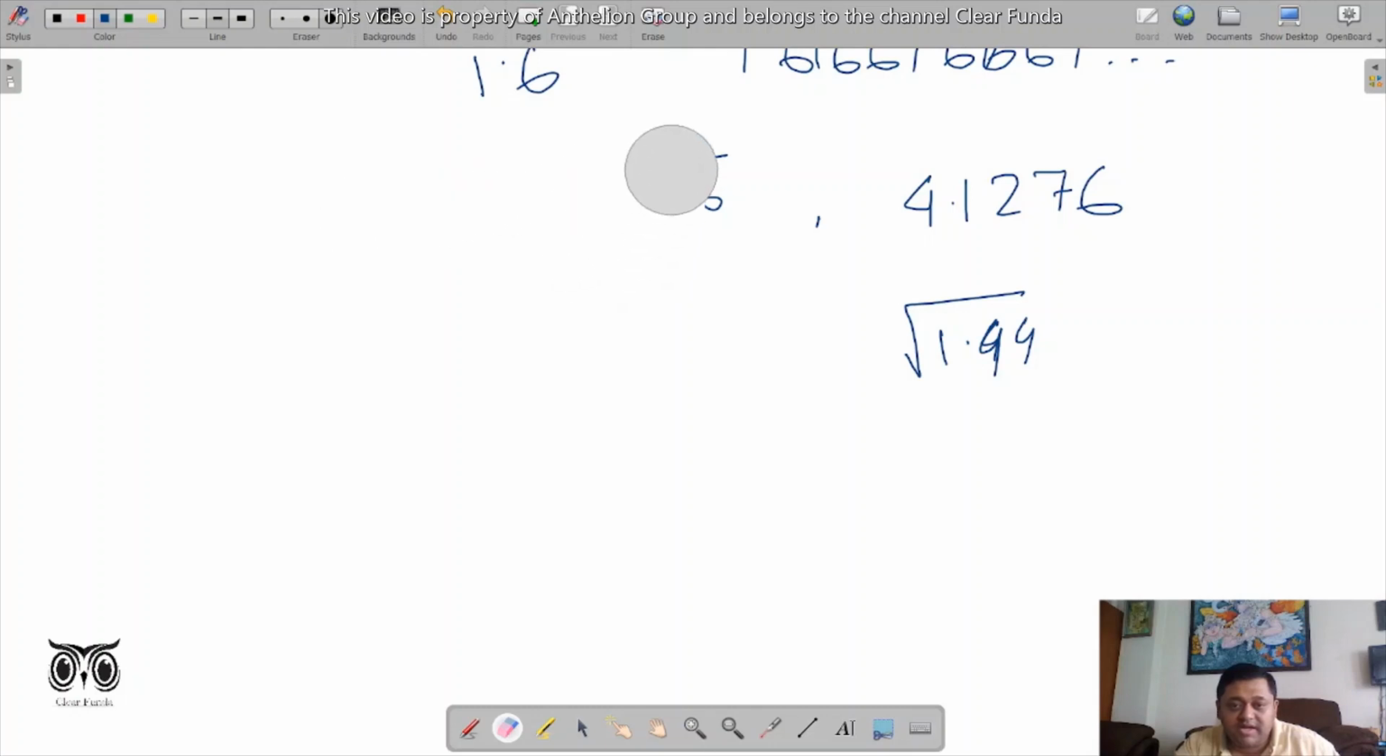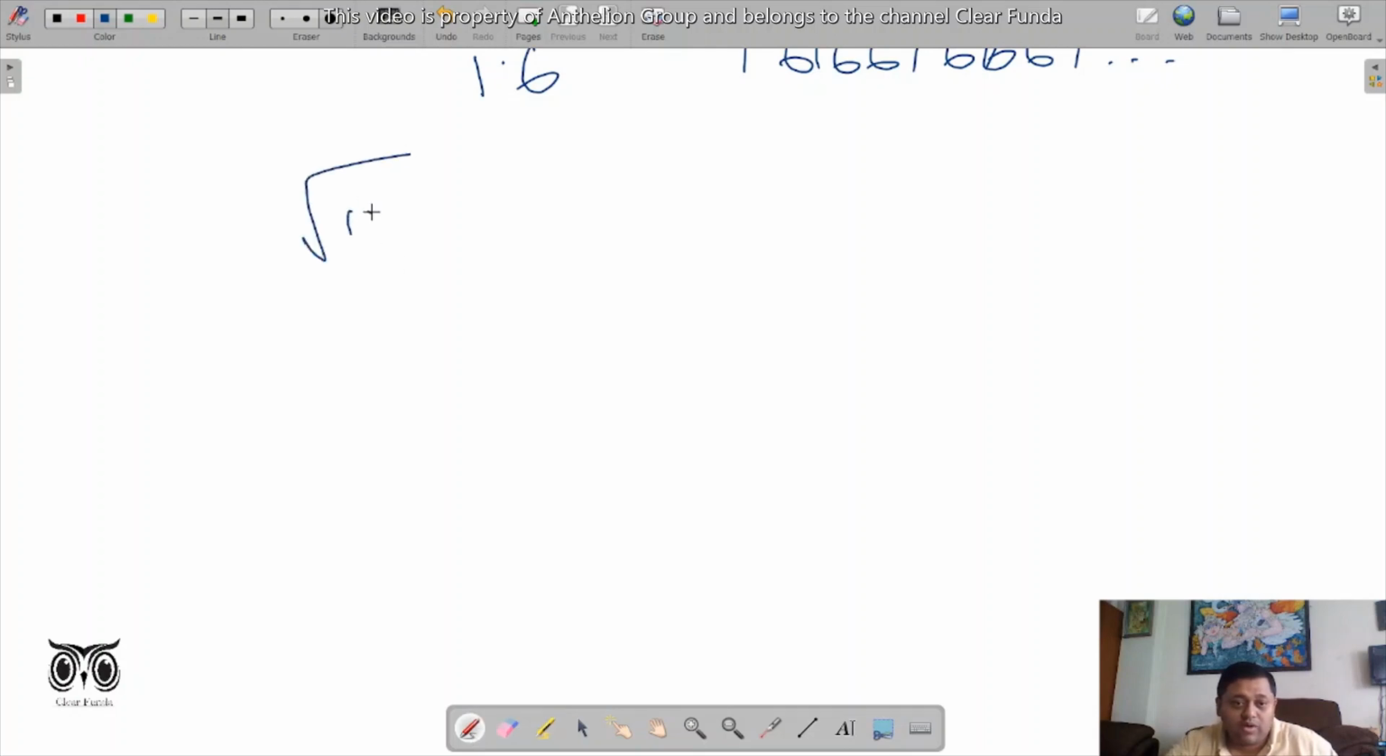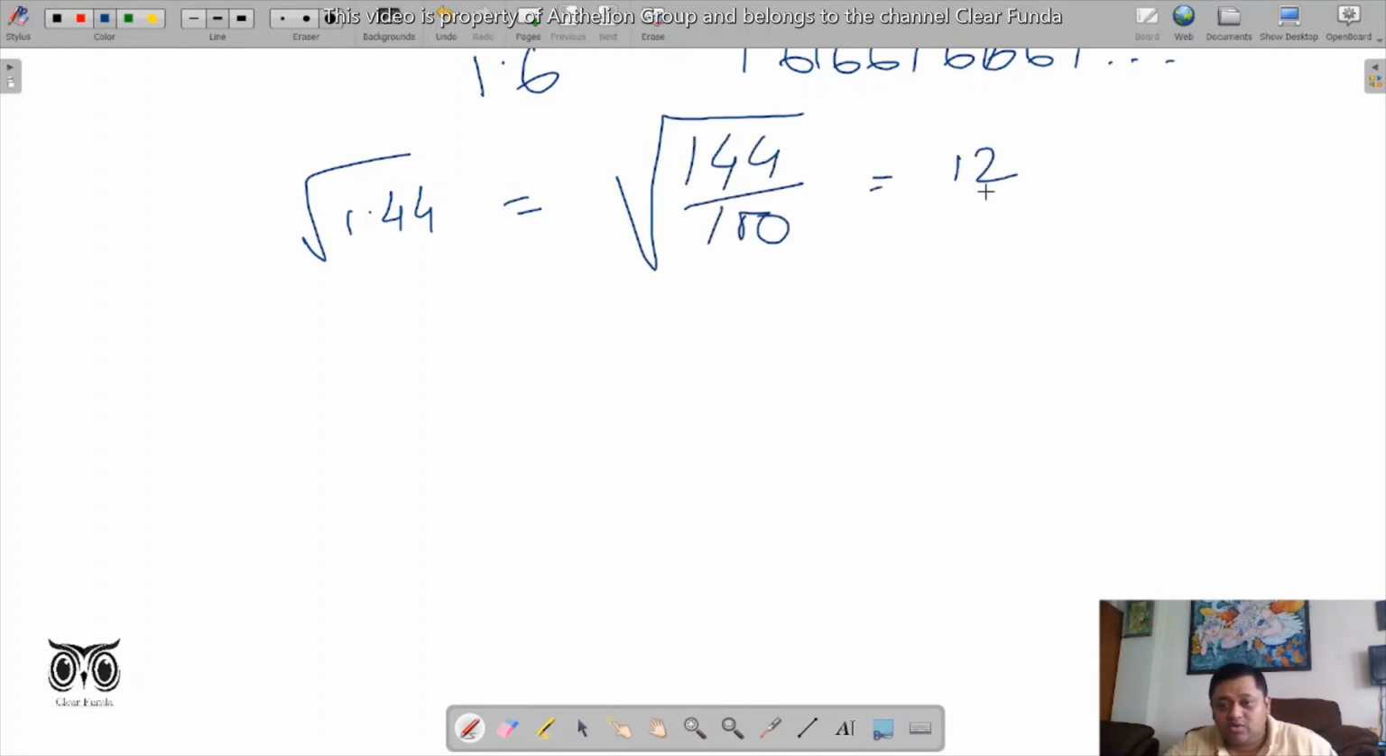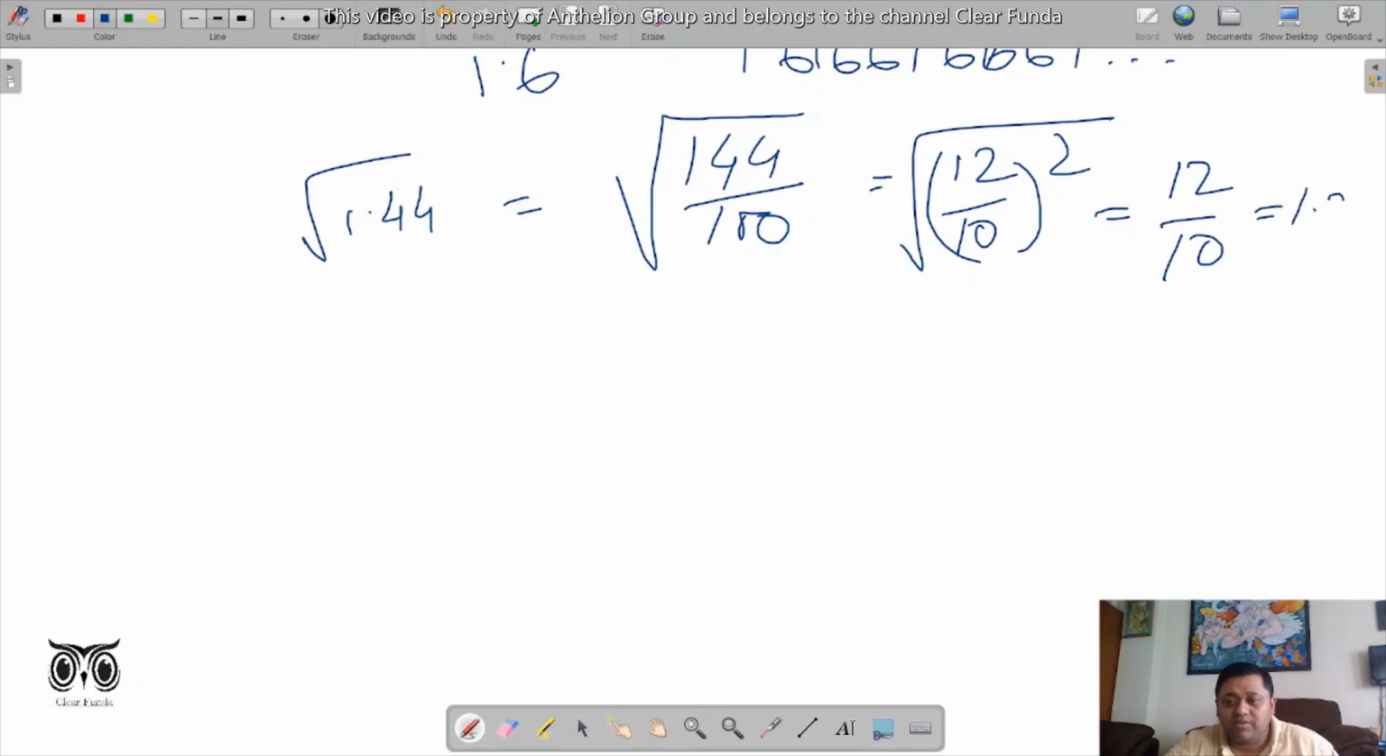तो ये सब हमने कर लिया. Now we have square root of 1.44. अगर आप देखोगे, you can define it as 144 by 100, which is 12 by 10 whole square का root, which is 12 by 10, which is 1.2. So this is definitely a rational number, not an irrational number.